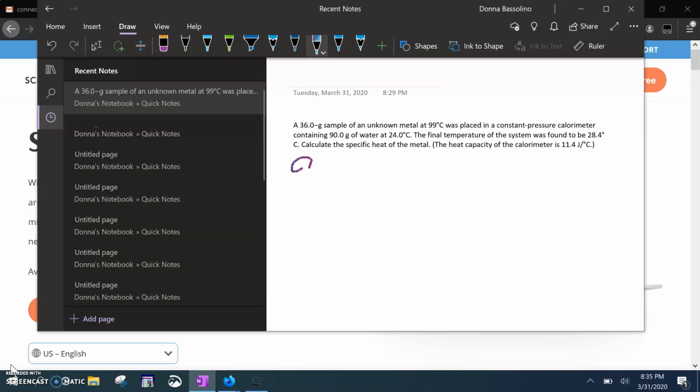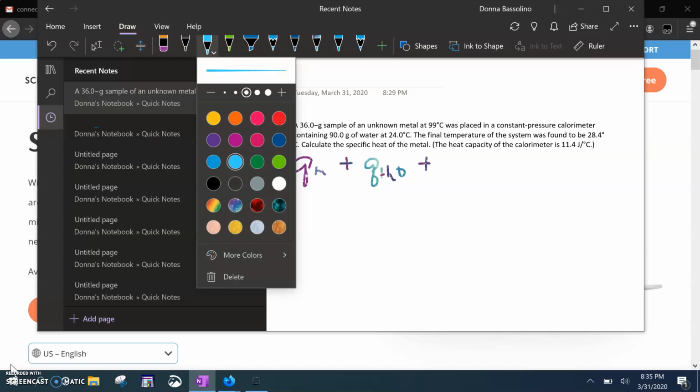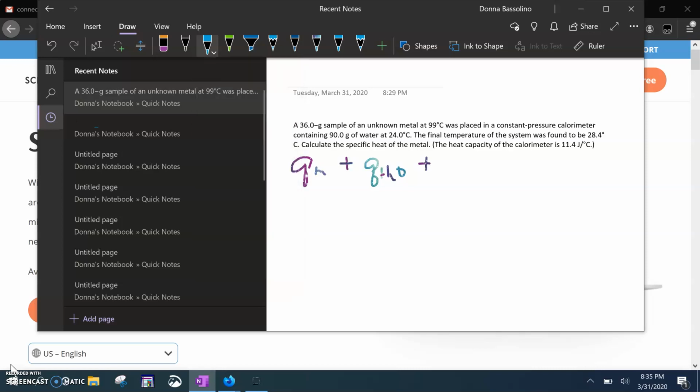So in general, you're going to use the equation where Q of the metal plus Q of the water plus Q of the calorimeter is always equal to 0. Now, if they don't give you Q of the calorimeter, then you can cross that one out and not worry about it. But if they do give it to you, that means you're going to need it. That means some heat is given into the calorimeter. So in this case, we are going to use the heat of the calorimeter.